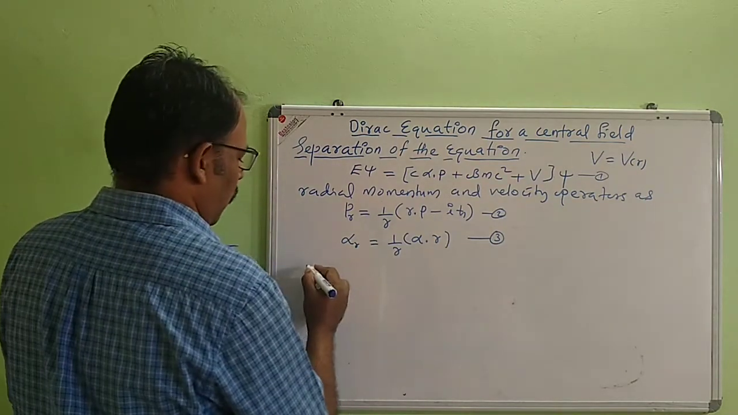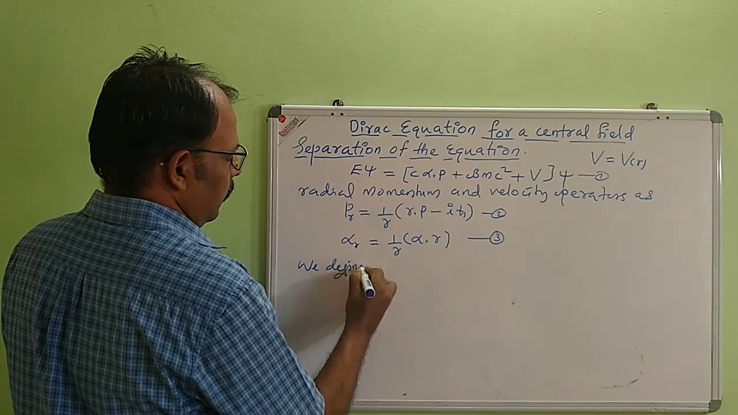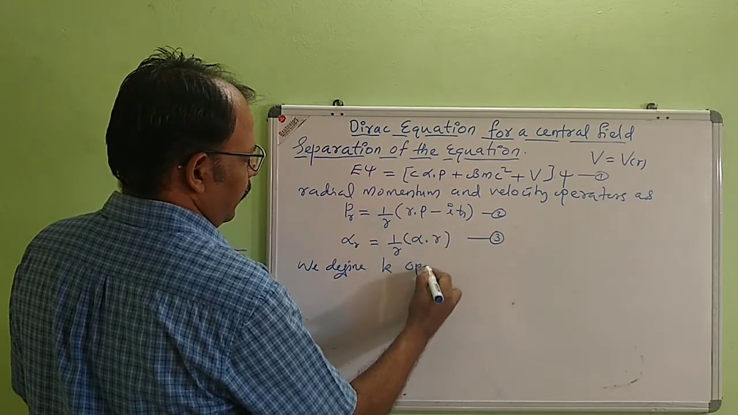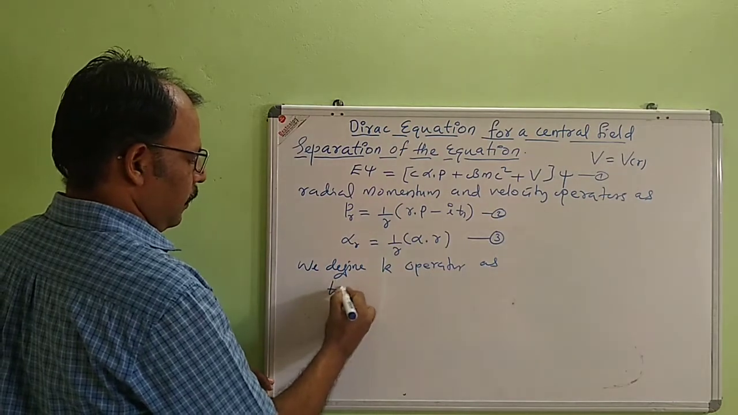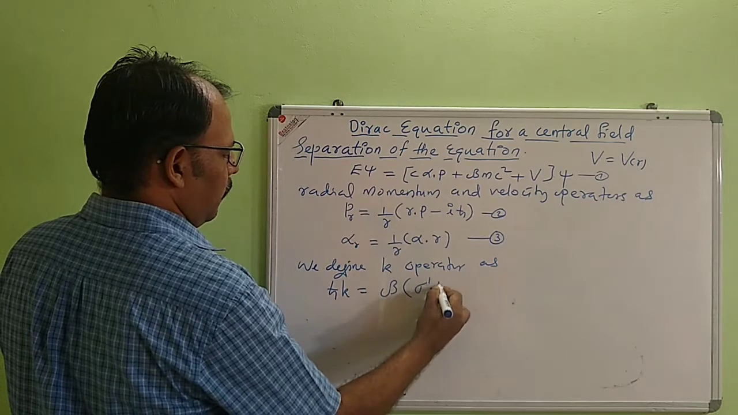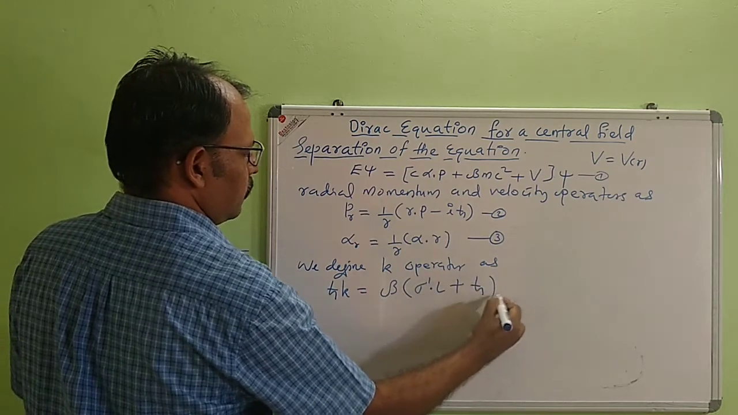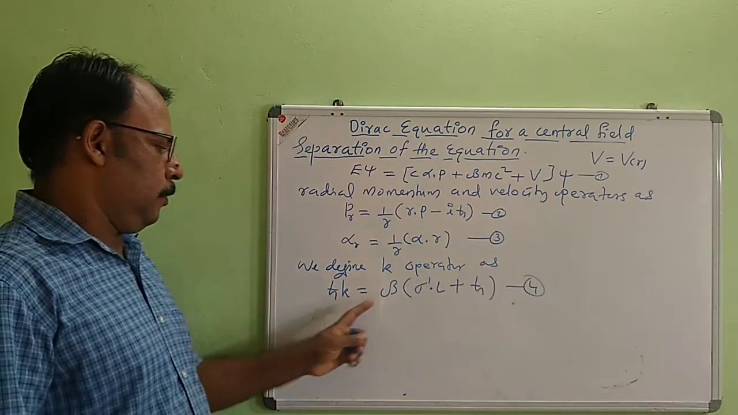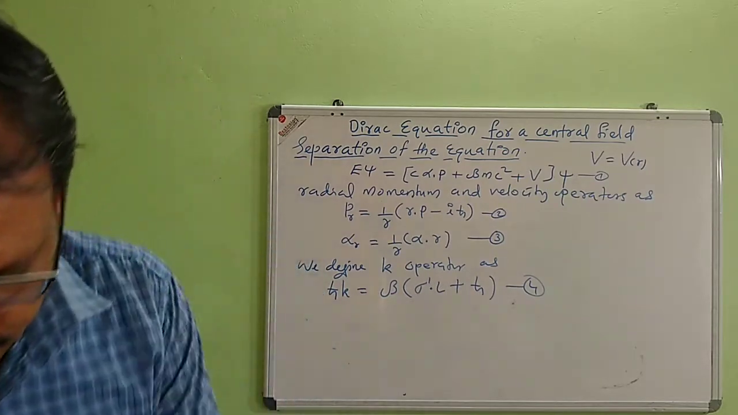Also we define a new operator K. We define the K operator as h bar K equal to beta into sigma prime dot L plus h bar.